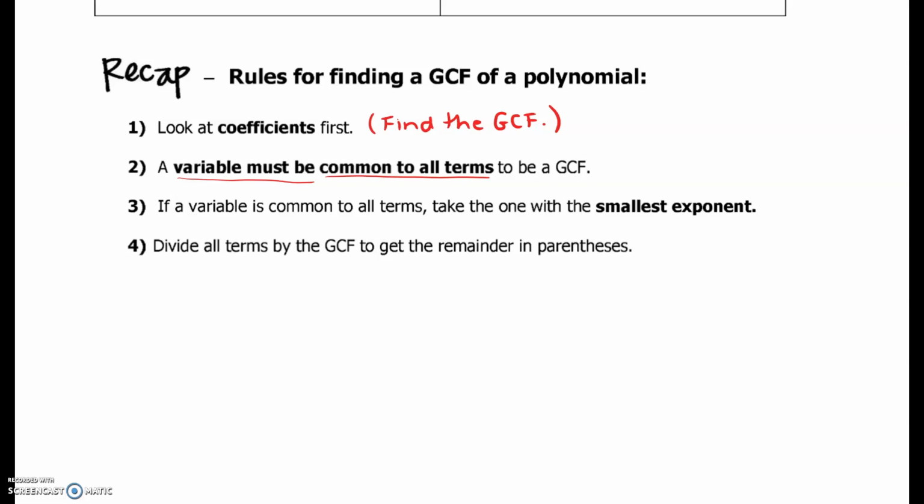If they have a variable in common, then you will take the one with the smallest exponent. So think of it as the opposite of what you're finding. For the greatest common factor, we take the smallest exponent out of each one of these terms. Then your last step, once you figure out that GCF, is to divide. Divide all the terms by the GCF to get the remainder in parentheses. So these are really the 4 rules you're following here with this GCF concept.